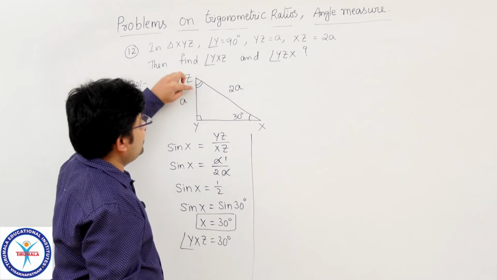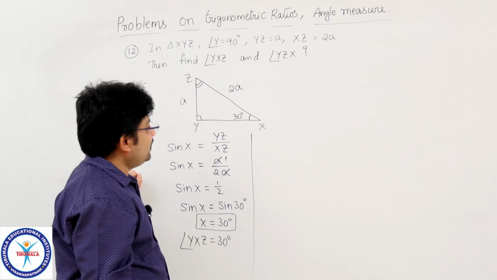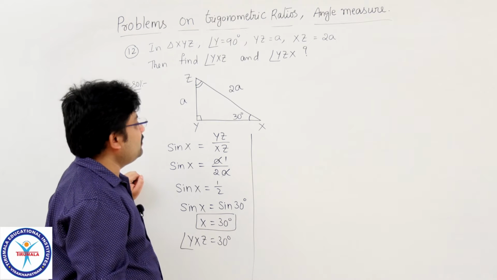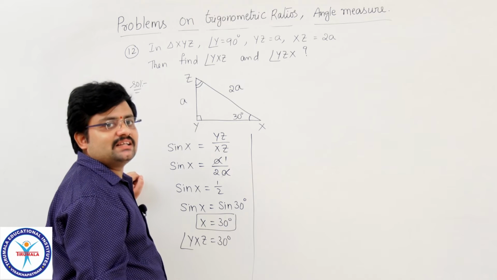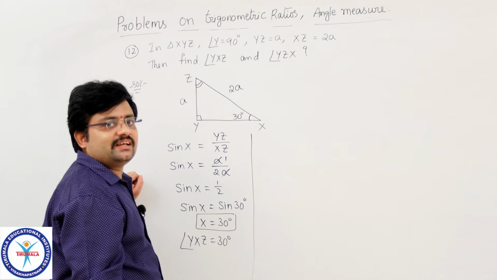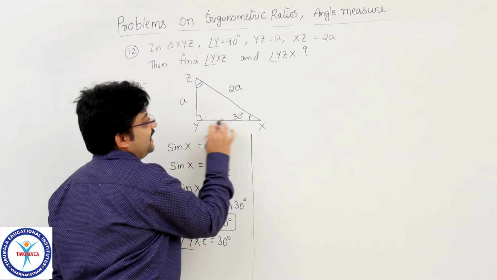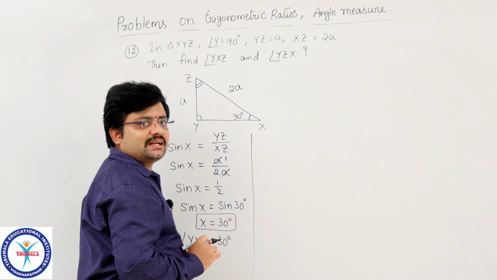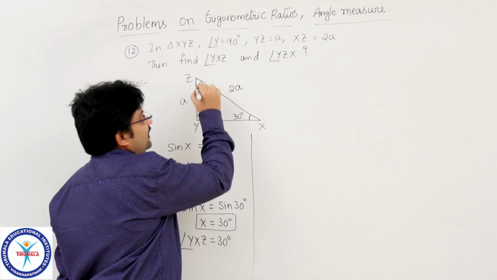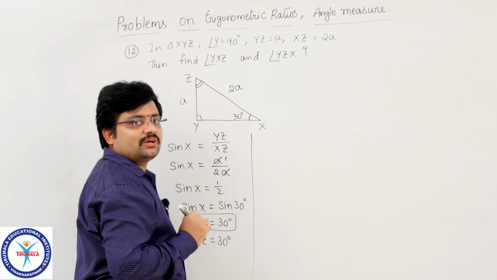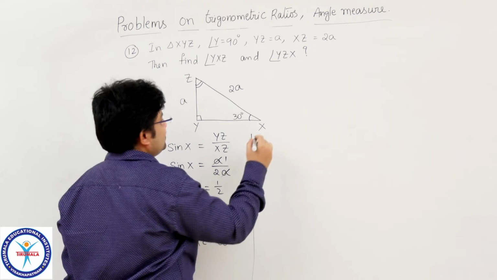We have to find the angle at z. There are two methods. The simple method is, we know that in a triangle the sum of the three angles is 180 degrees. It is 90 and it is 30. 90 plus 30 is 120 degrees. Then it will be 180 minus 120, that is 60 degrees.